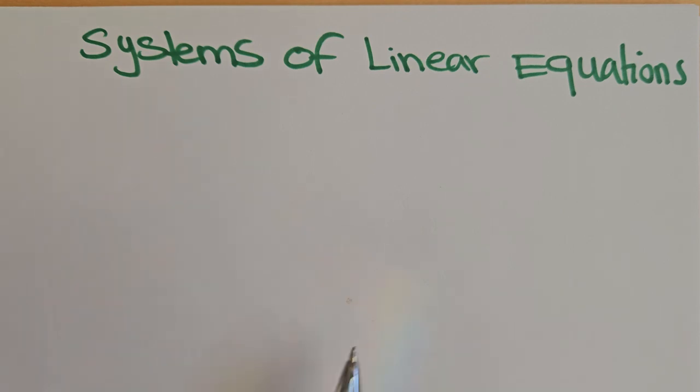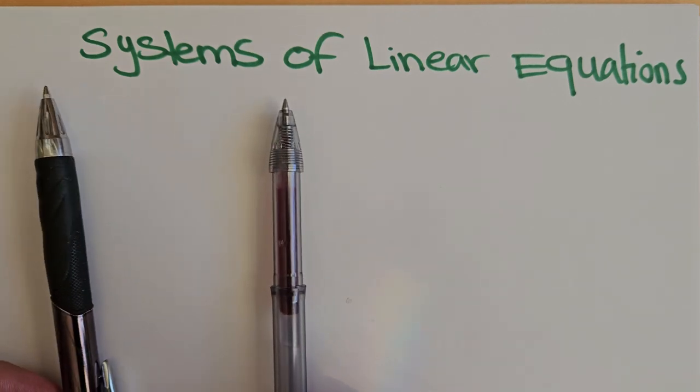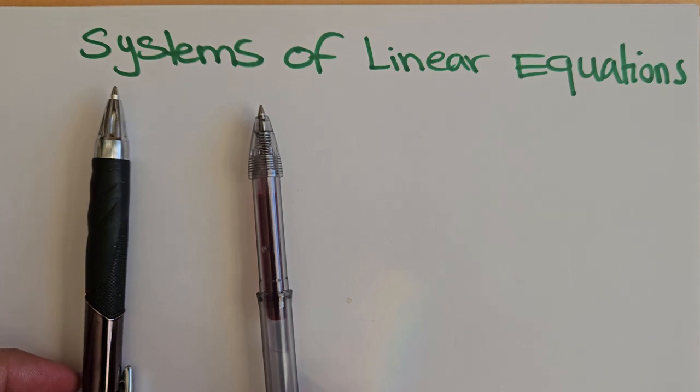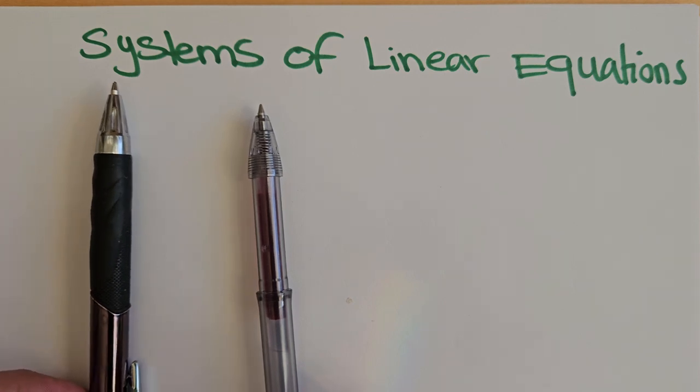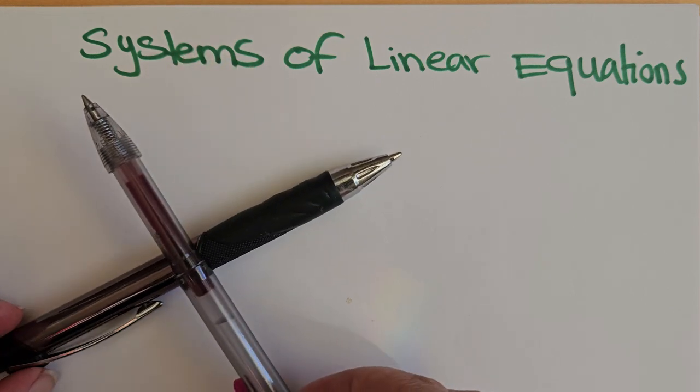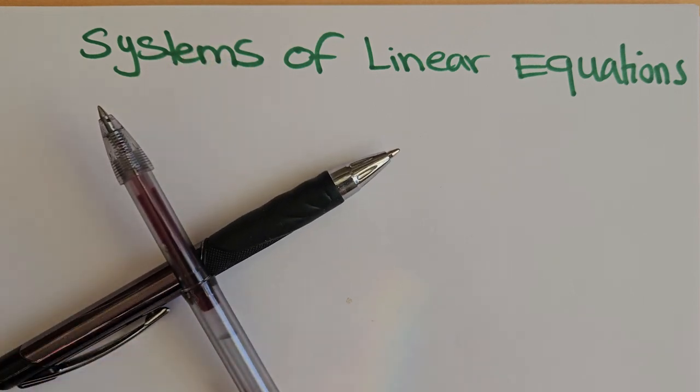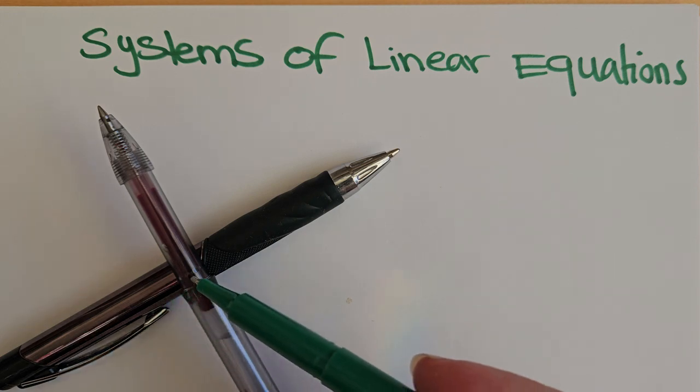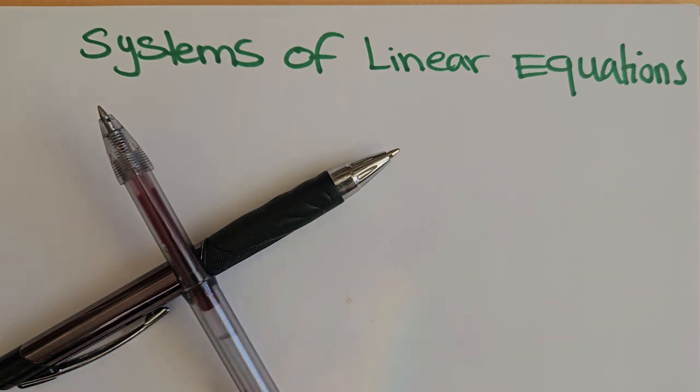Let's assume these are our two lines, two straight lines. When the two lines intersect at exactly one point, we solve the system of linear equations to find the intersection point, which is exactly this here. And the two lines can only intersect at one point.